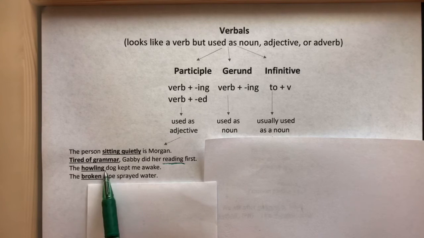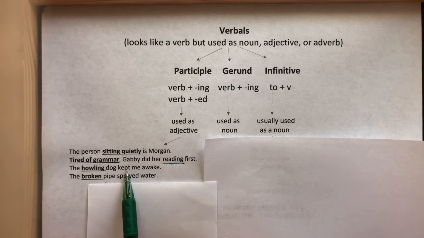Now you know this is not the verb because the subject is dog. Who's the sentence about? The dog. Which dog? The howling dog. It's an adjective describing dog. So the dog is the subject, kept is the verb. Let's look at this next one.